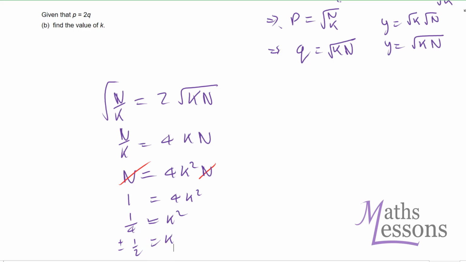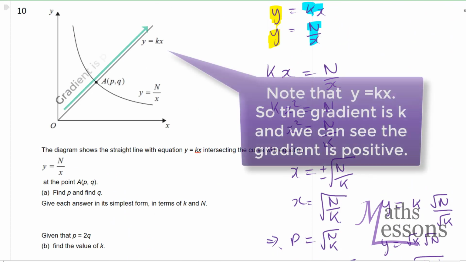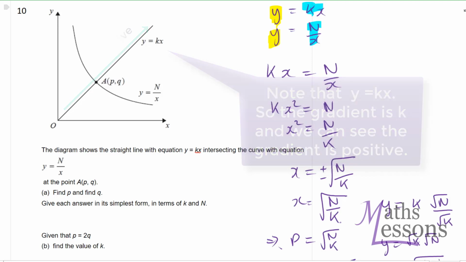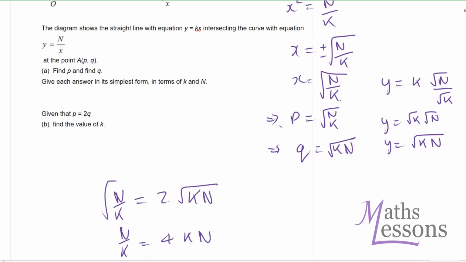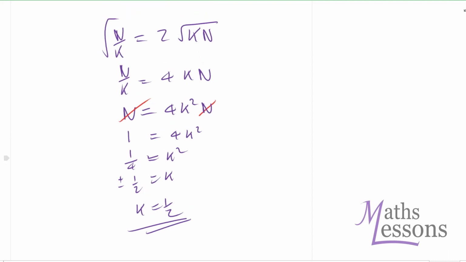Now if we go back to our original question, it's worth checking what k is. k is a positive value because y equals kx, it's a positive gradient here. So in this case, k will equal a half. It's important to reference back to your question to check. Quite often when you've got plus or minus, it's always worth checking back to the original question to see which one's going to give you the right answer. So k will actually equal a half in this question.